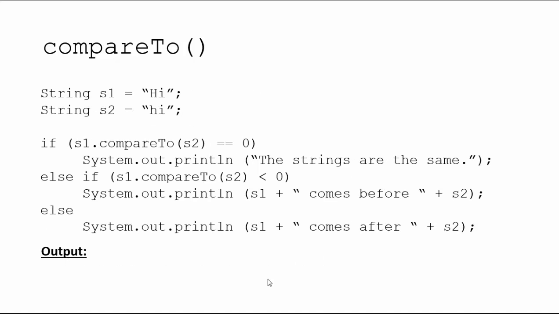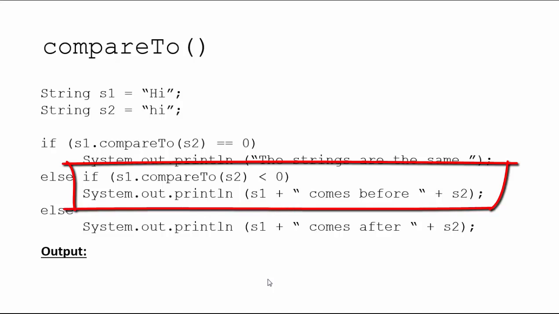In this example, we create two string objects. s1 will contain uppercase HI, and s2 contains lowercase hi. We will ask s1 containing the uppercase HI to run compareTo against the object s2 containing the lowercase hi. Since uppercase comes before lowercase, this method will return a negative number and will print uppercase HI comes before lowercase hi.